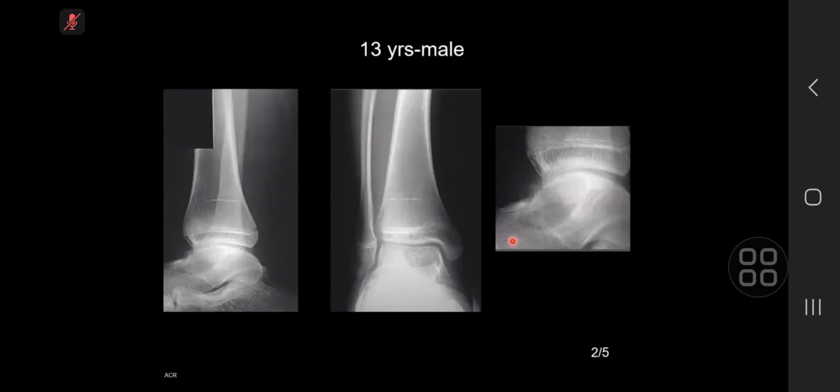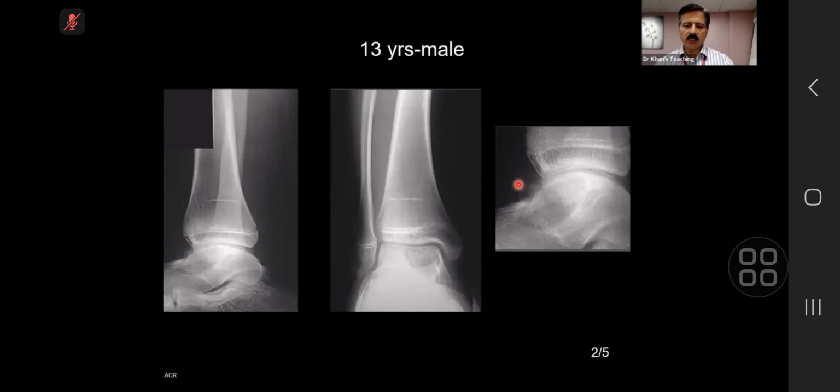My differential in this patient would be simple bone cyst. It could be an eosinophilic granuloma because it's a single lucent lesion. And so the differential could be a brown tumor, but there are no associated features of brown tumor there.